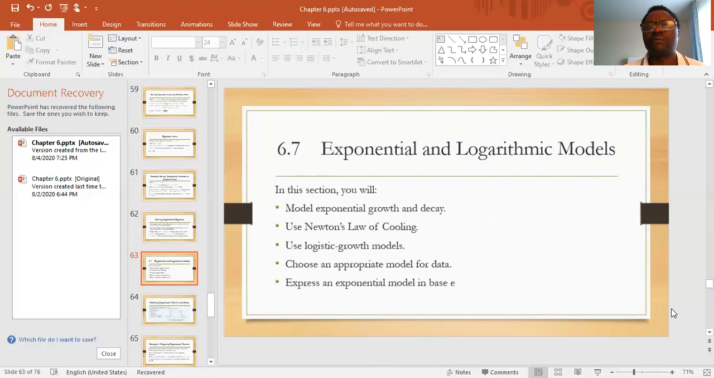(6.7) The exponential and logarithmic models. So in this section, we will learn how to model exponential growth and decay, use Newton's law of cooling, and use the logistic growth model. Choose an appropriate model for data. Express an exponential model in base e.